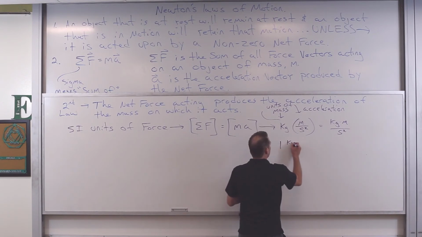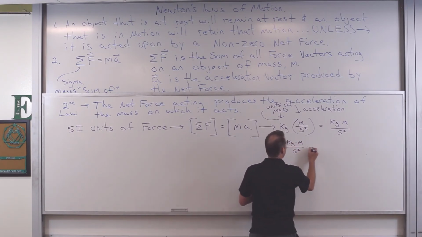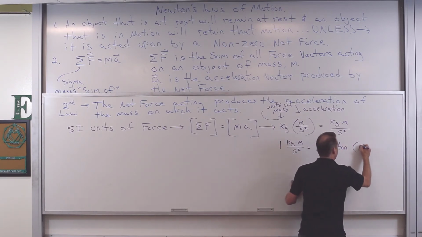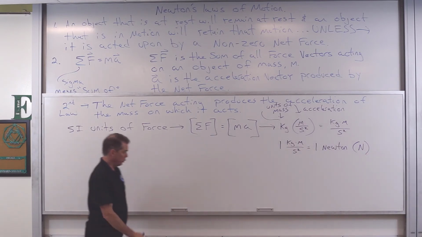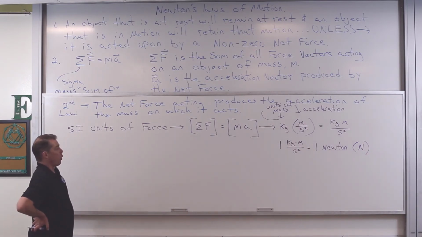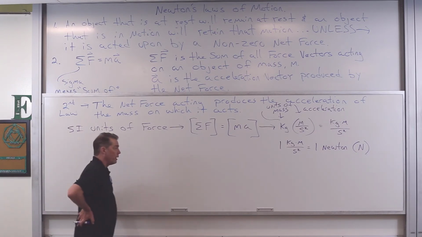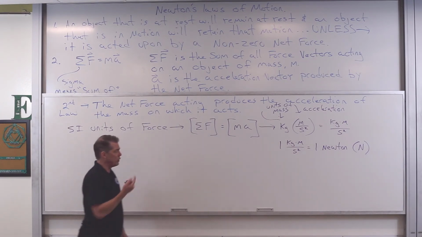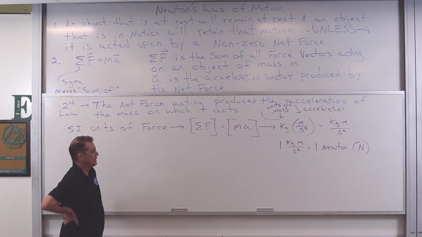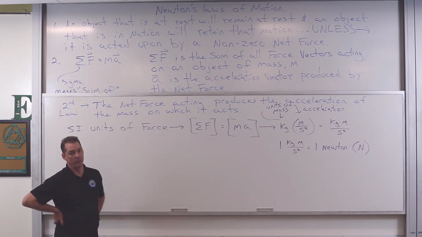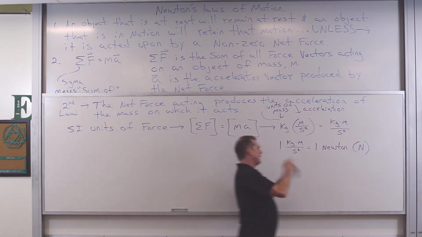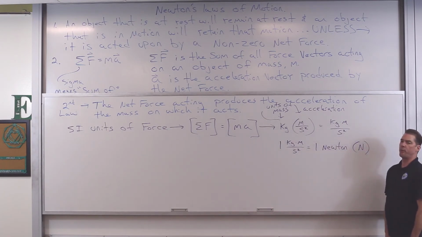We have that 1 kilogram meter per second squared is equal to 1 Newton. We just use capital N to define the unit. So in SI units, the Newton is the unit of force. In American standard units, or US customary units, we use pounds. Pounds is a unit of force. But in SI units, we use newtons. And we'll get into conversion factors later on. This is how we're going to quantify forces in terms of their magnitude. How many newtons of force did you exert?